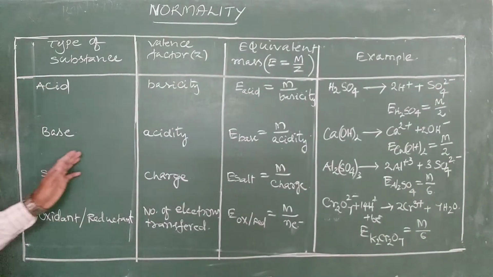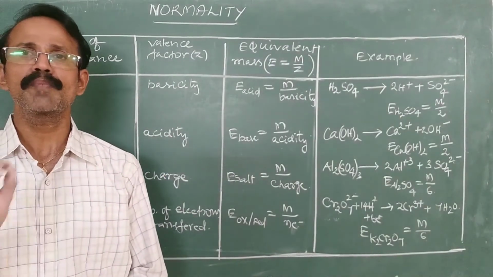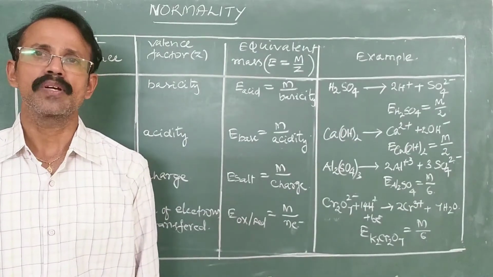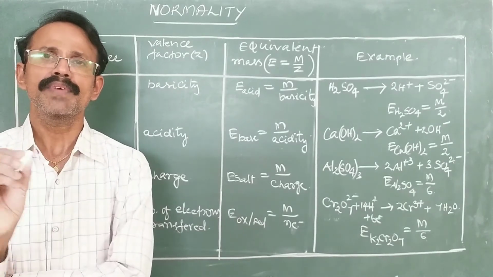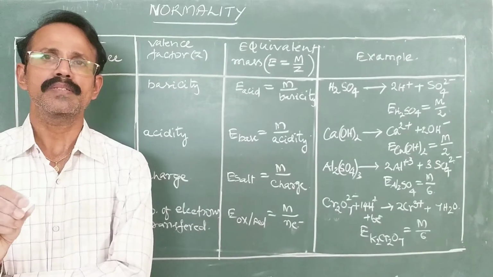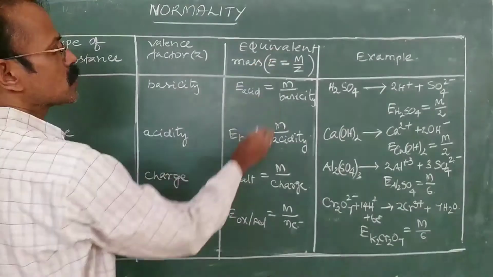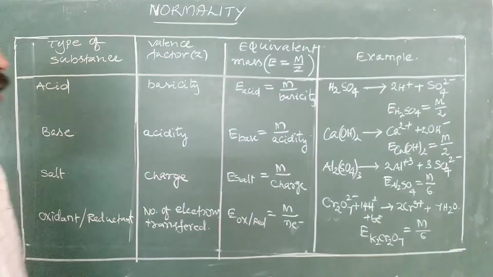For bases, the valence factor is equal to acidity. Acidity is nothing but the number of OH minus ions given by one molecule of a base. Now, the equivalent mass of a base is obtained by dividing the molecular mass by the acidity of the base.